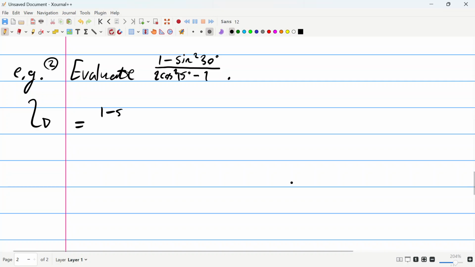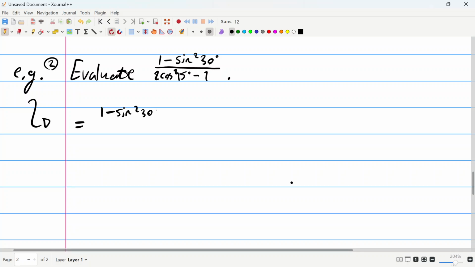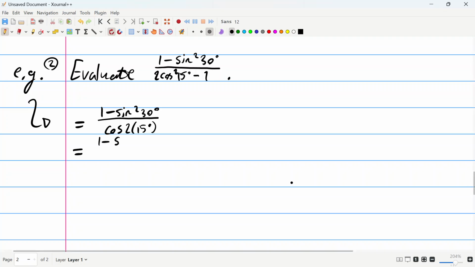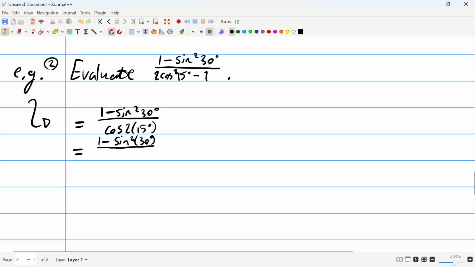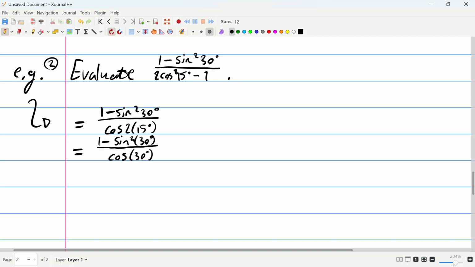Okay, so let's just rewrite it like this. We're still going to keep it as 1 minus sine square of 30 degrees. So in this case here, what else are we going to have? We have 2 cos square. So we know that this is a double angle, meaning it's going to be cos 2 of 15 degrees, right? Because 15 degrees is what's inside, and remember it's a double angle, so it's cos of 2 times 15 degrees. So we have 1 minus sine square of 30 degrees, divided by cos of 30 degrees, because we can multiply the 2 into the 15.